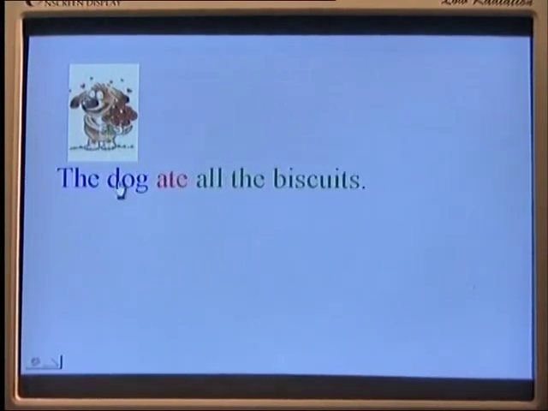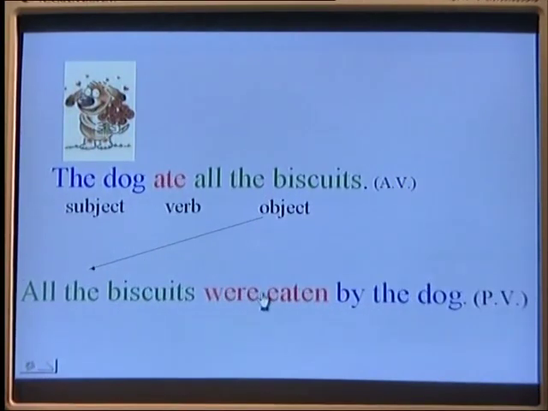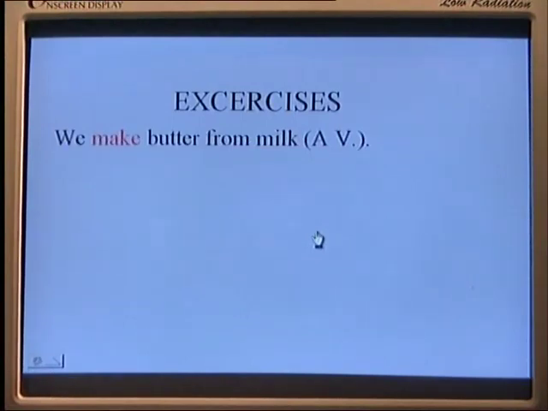Look at this. This is my dog. The dog ate all the biscuits. The dog ate. This is in past tense, and in active voice. Now, let us change it into passive voice. Subject is the dog, verb is ate here, and the object is all the biscuits. Then the sentence in passive voice is all the biscuits were eaten by the dog. The object here has become the subject. Now, I will give you a few exercises.